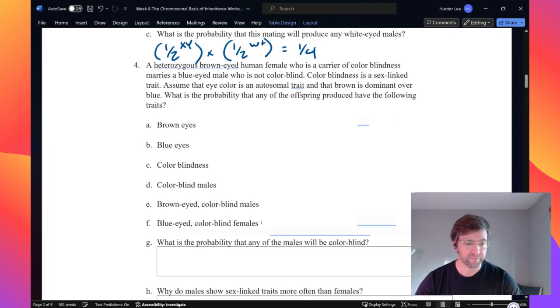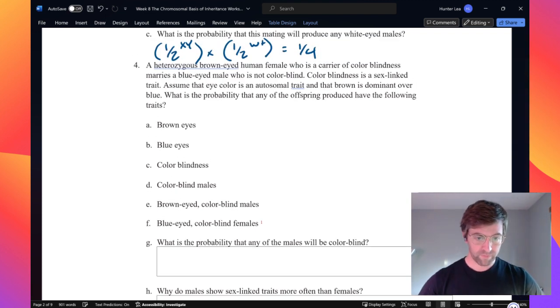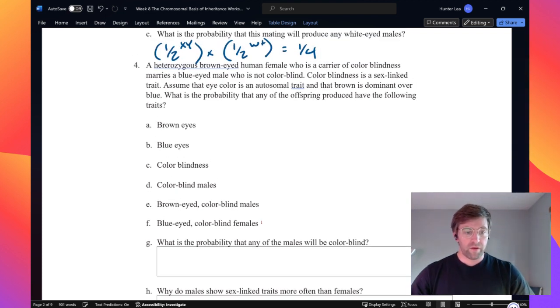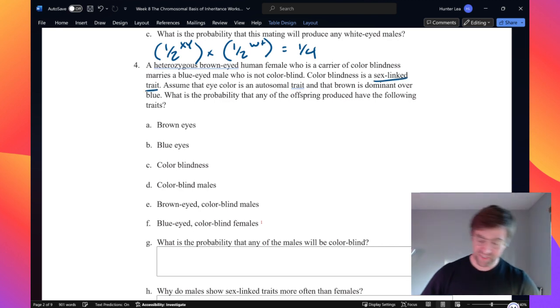Okay, a heterozygous, brown-eyed human female who is a carrier of color blindness marries a blue-eyed male who is not colorblind. Colorblindness is a sex-linked trait. Assume that eye color is an autosomal trait and that brown is dominant over blue. What is the probability that any of the offspring produced have the following traits?